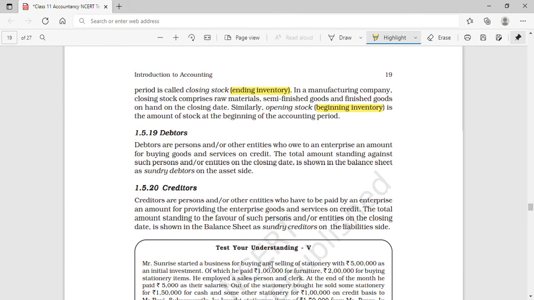Next is the debtors and creditors. Debtors are the ones who have to pay an amount to the company. That's basically your customers. They're the ones who will have to pay or who owe to the enterprise. And who are creditors? Those whom the company has to pay. So, debtors are persons who owe to an enterprise and creditors are persons who have to be paid by an enterprise.